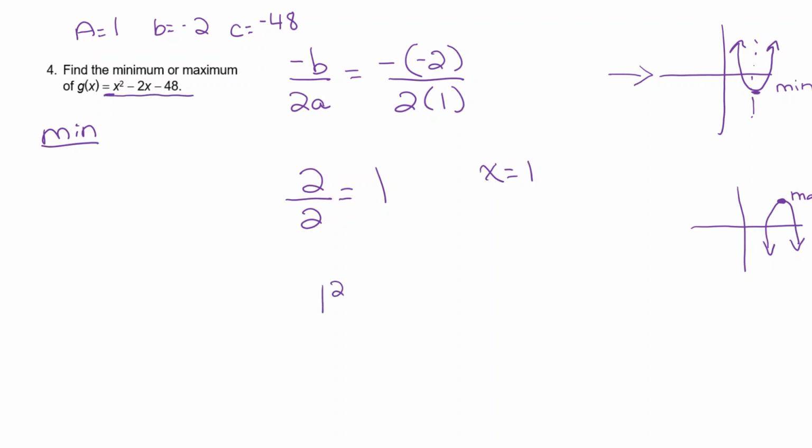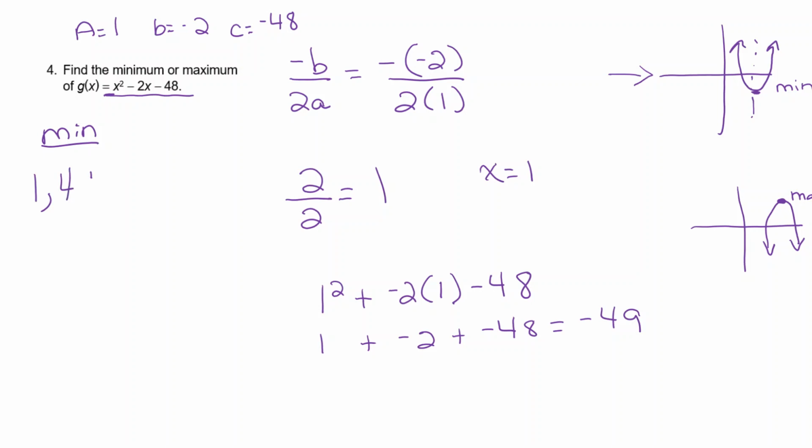So 1 squared plus negative 2 times 1 minus 48. All right, so 1 squared is 1, plus a negative 2, plus negative 48, and that equals negative 49. All right, so my minimum is going to be found at (1, negative 49). So that's what my final answer is. Next.